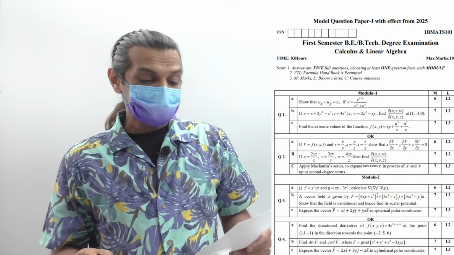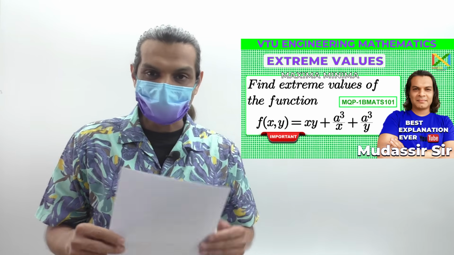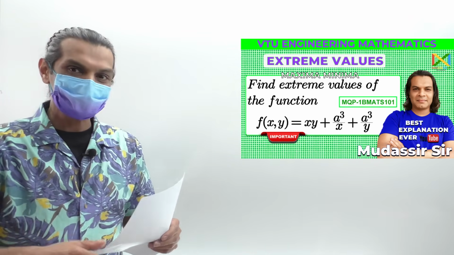Now the third question is question 1c. Find the extreme values of the function f(x,y) is equal to xy plus a cube by x plus a cube by y. Again, this is from the topic maxima minima partial differentiation. So this problem also I solved. The link you can find in the description below.